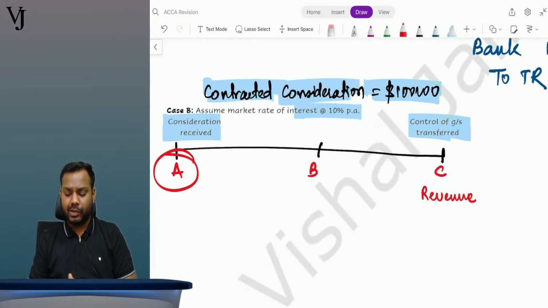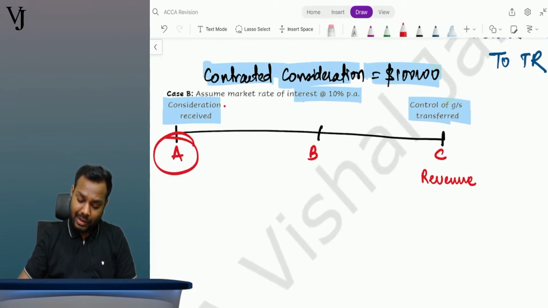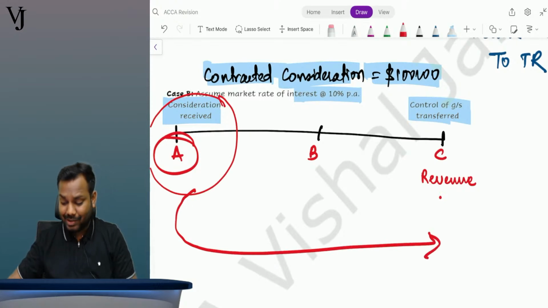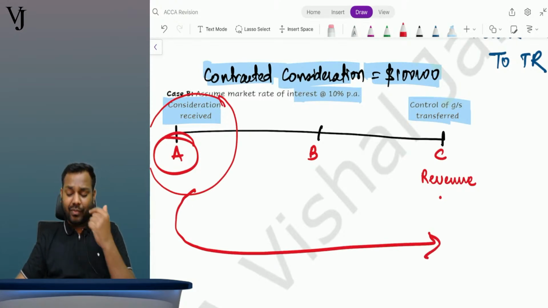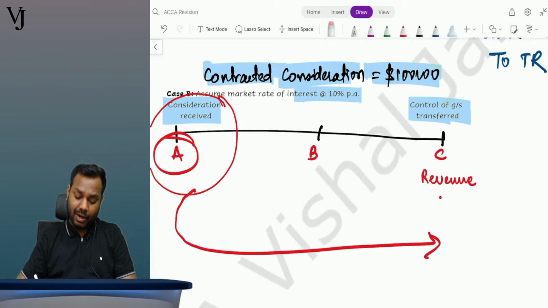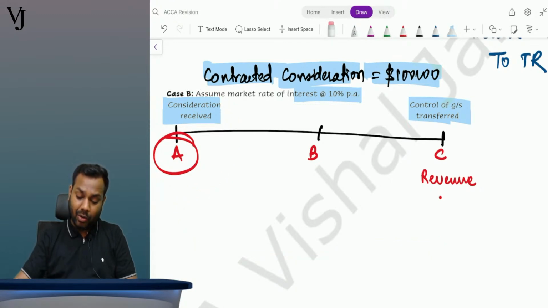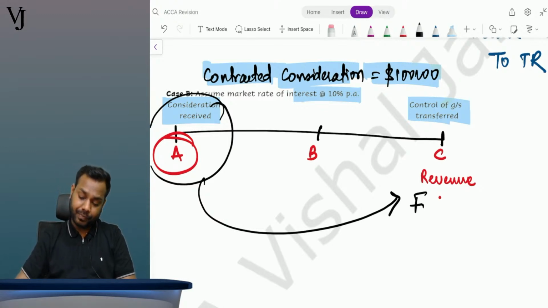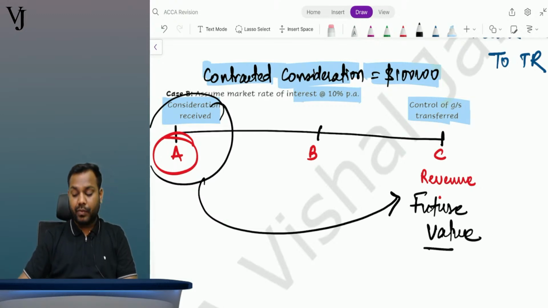Consideration is received here, but I will recognize revenue later. So I will have to find the value of this consideration on this date. What is the value of the consideration on this date called as? Future value. So what is the journal entry?